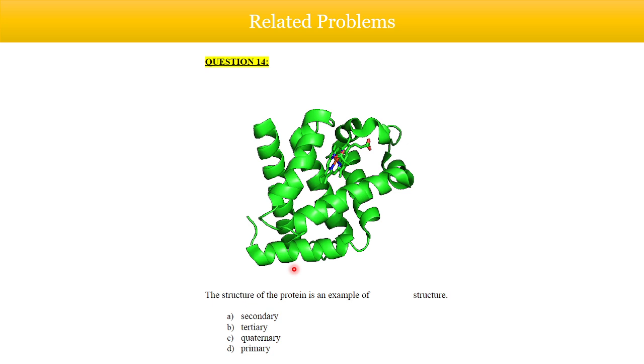Okay. So there is a structure of a protein that is given. What type of structure is this? Is it a secondary structure, tertiary structure, quaternary structure, or a primary structure? So what type of structure is basically this? Okay. So what does the primary structure tell you of? The primary structure gives you just the amino acid sequence.